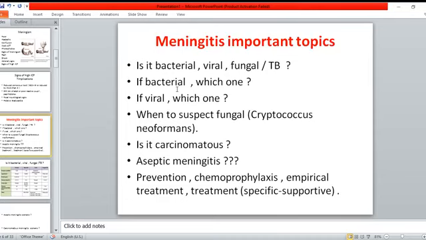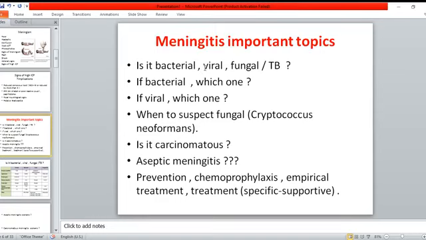Okay, so when the scenario is clear, it is meningitis. So you will ask yourself some questions. Is it acute meningitis, an acute scenario, so we speak about days, or subacute, that means we speak about weeks? If it's subacute, you have to think of fungal and tuberculous. If it's acute, usually we speak about bacterial or viral.